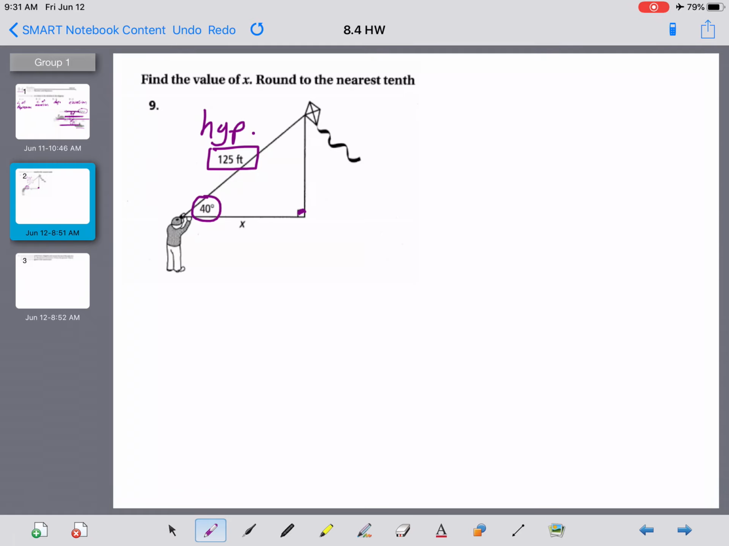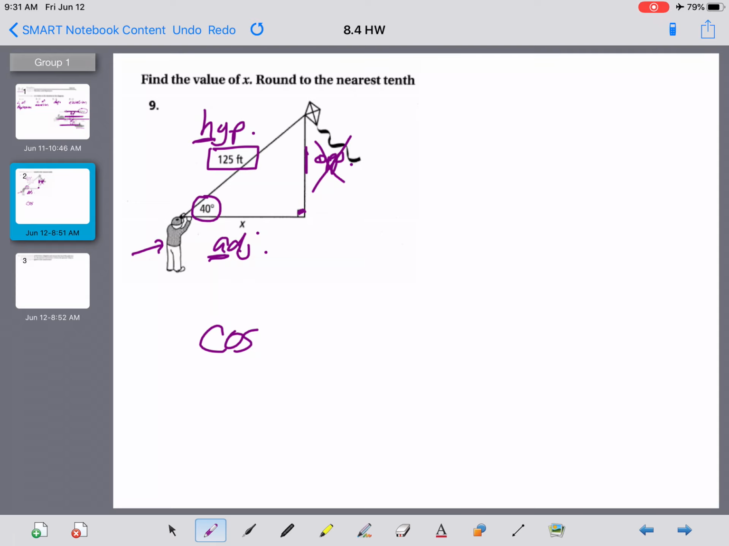We just have to determine if x is the opposite leg or the adjacent leg. Opposite, from this person's perspective right here, would mean across from them. So this would be the opposite leg. That makes x the adjacent leg. We don't care about the opposite here. So hypotenuse and adjacent. Think about SOHCAHTOA. This is a cosine problem.